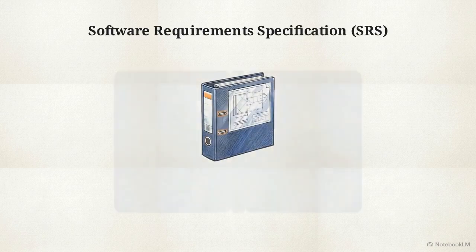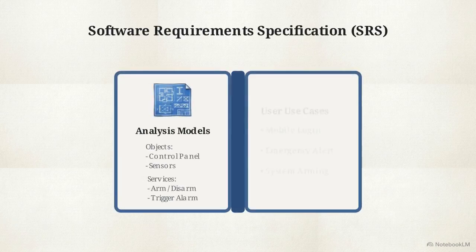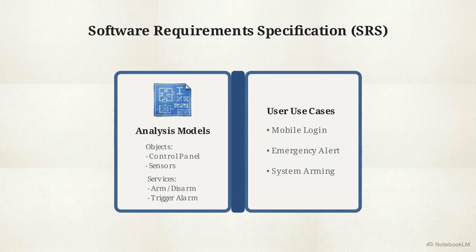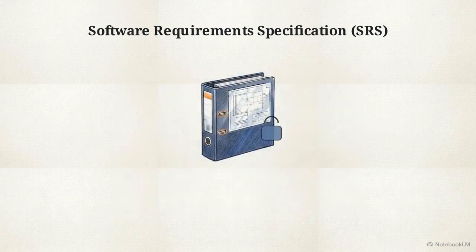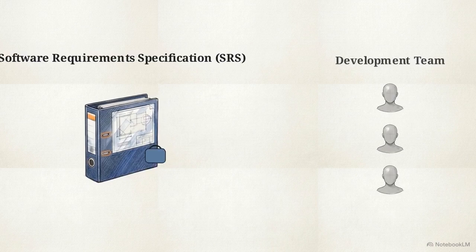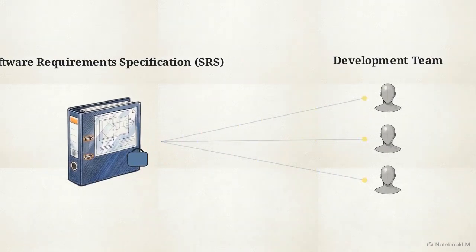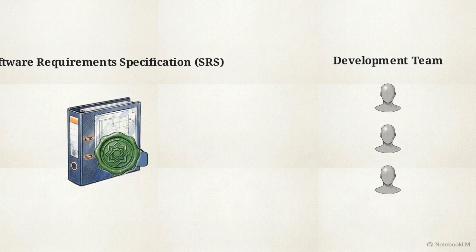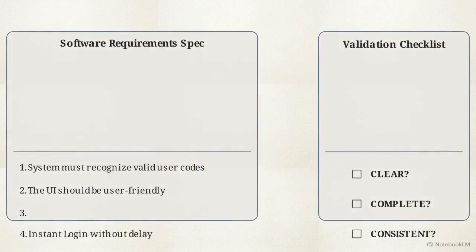A specification does not have to be a massive textbook. For smaller projects, it can simply be a lightweight collection of validated models and usage scenarios. This document serves as the definitive source of truth, locking in client expectations and defining the exact parameters developers need for the coding phase. Before handing that specification off to the programmers, you must perform validation.